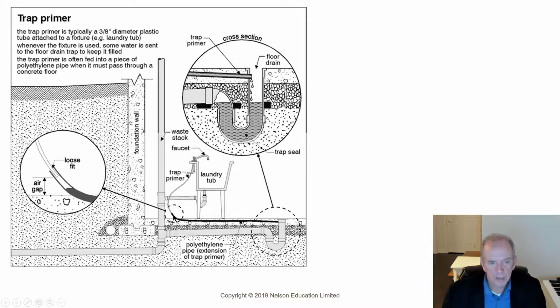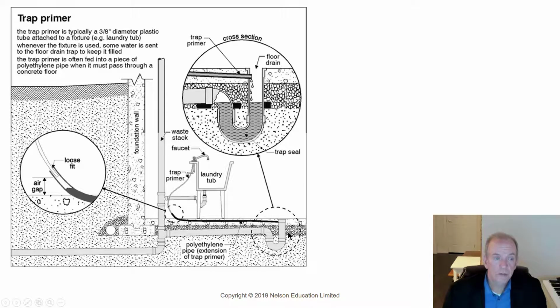So they put a TSP, which is a special connection to your faucet in the laundry tub, and every time you turn the water on in the laundry tub, a bit of water goes down this pipe and into the trap. So as long as you're using this laundry tub once or twice a week, it's going to be sending water into the trap so that it does not dry out.